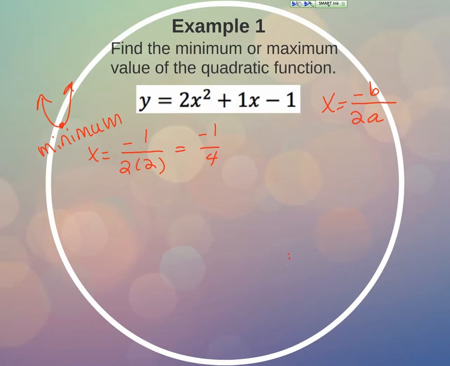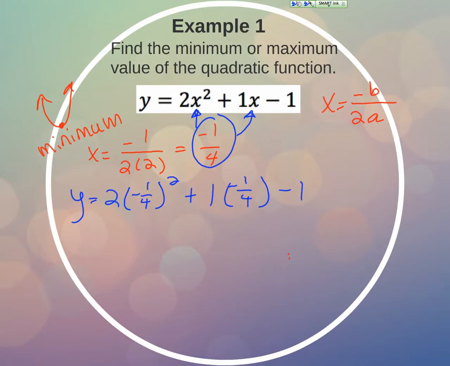Remember, we talked about how the minimum value is actually that y coordinate. So what we're going to have to do is plug this in to both of those x spots on our original function to figure out what y is. So y equals 2 times negative 1/4 squared plus 1 times negative 1/4 minus 1.